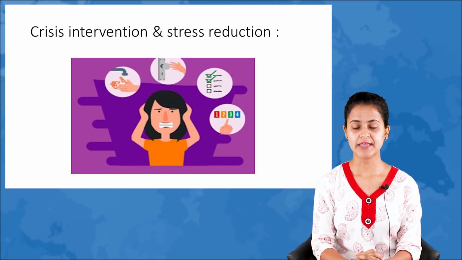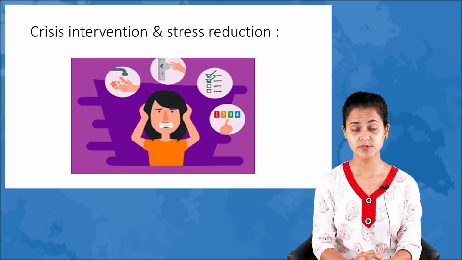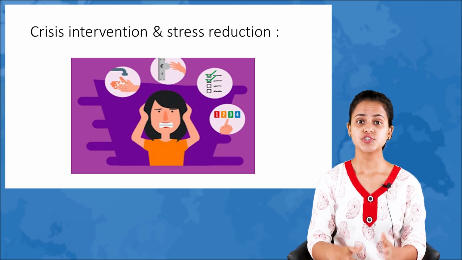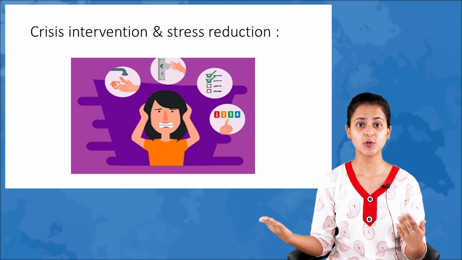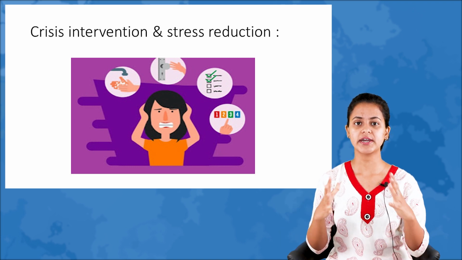Crisis intervention and stress reduction is the next principle for nurses working in the critical care unit. Crisis interventions are done by the nurse in order to save the client's life. Here, the dignity and the confidentiality of the client's information are ensured by the nurse. It helps to improve the bonding between the client, the nurse, as well as their caregivers. Stress reduction also plays a very important role in managing the client and their early recovery. So nurses play a very important role here.